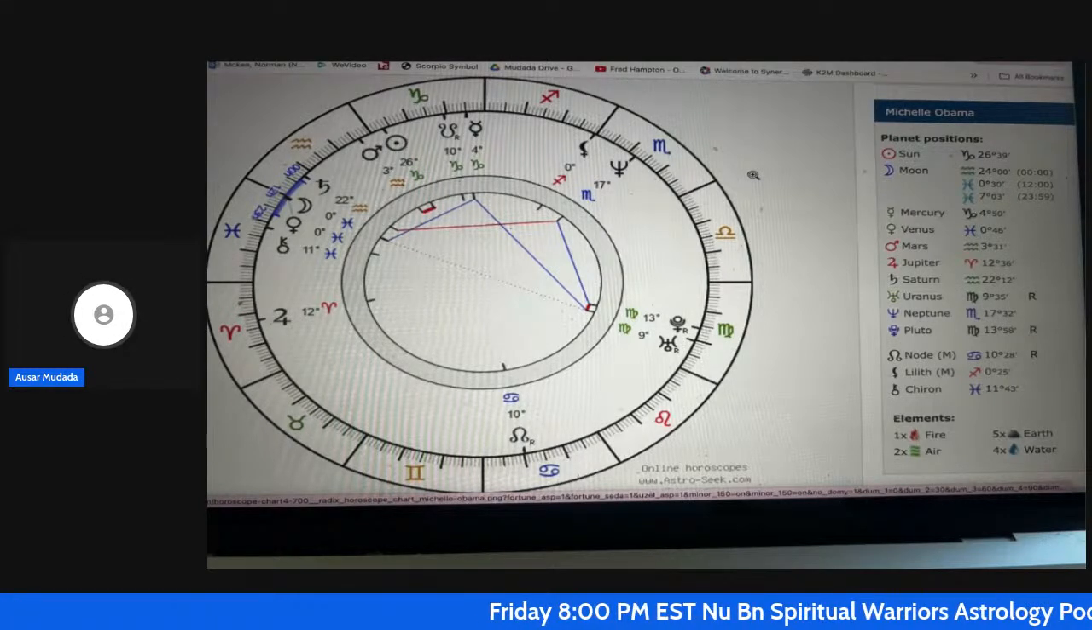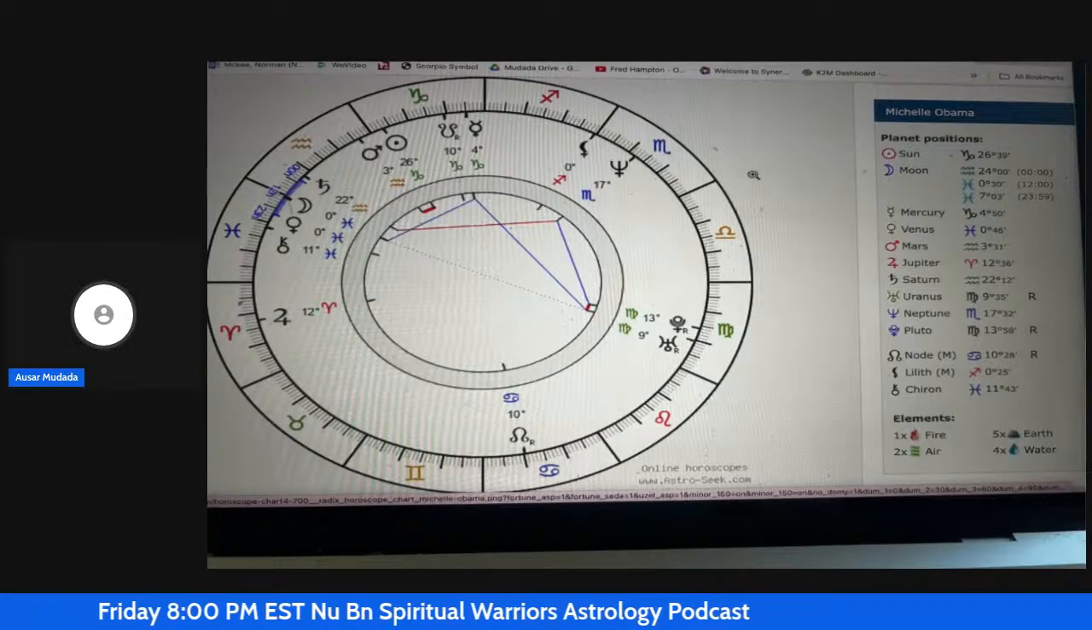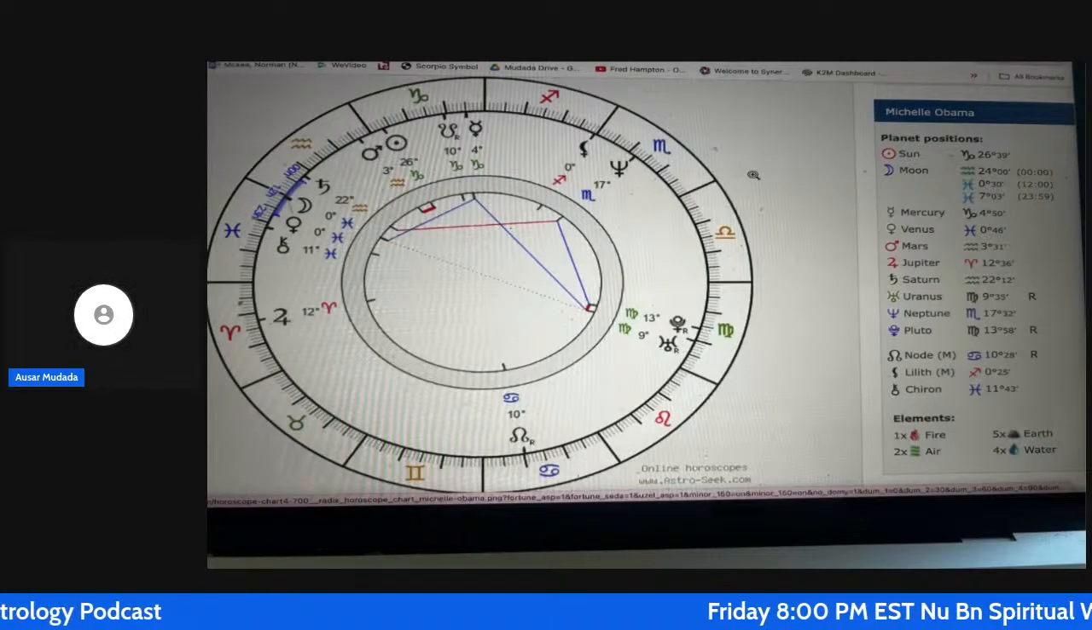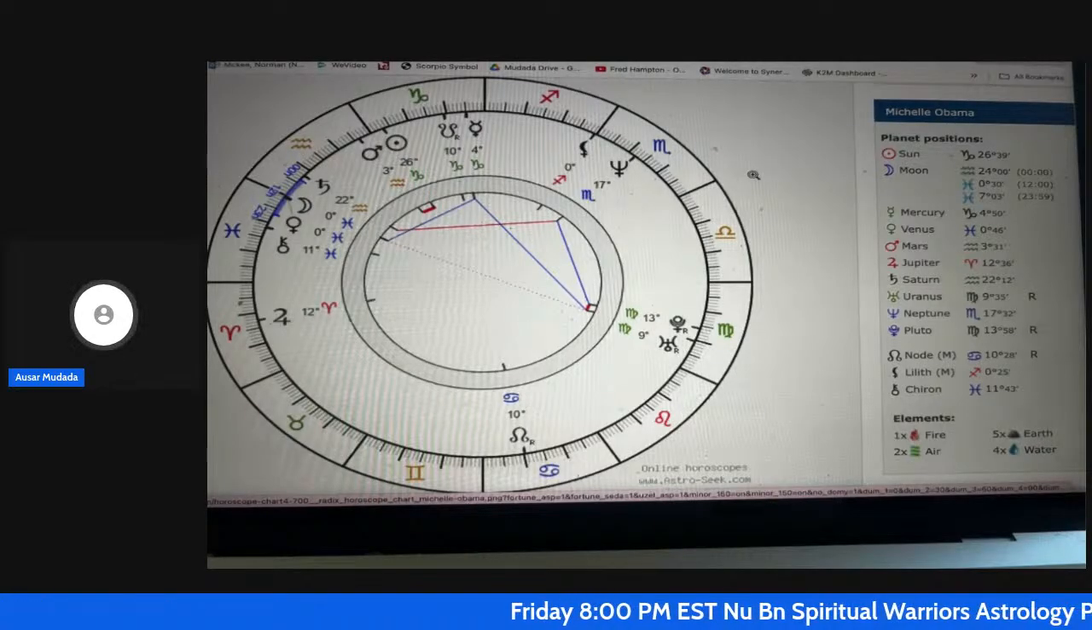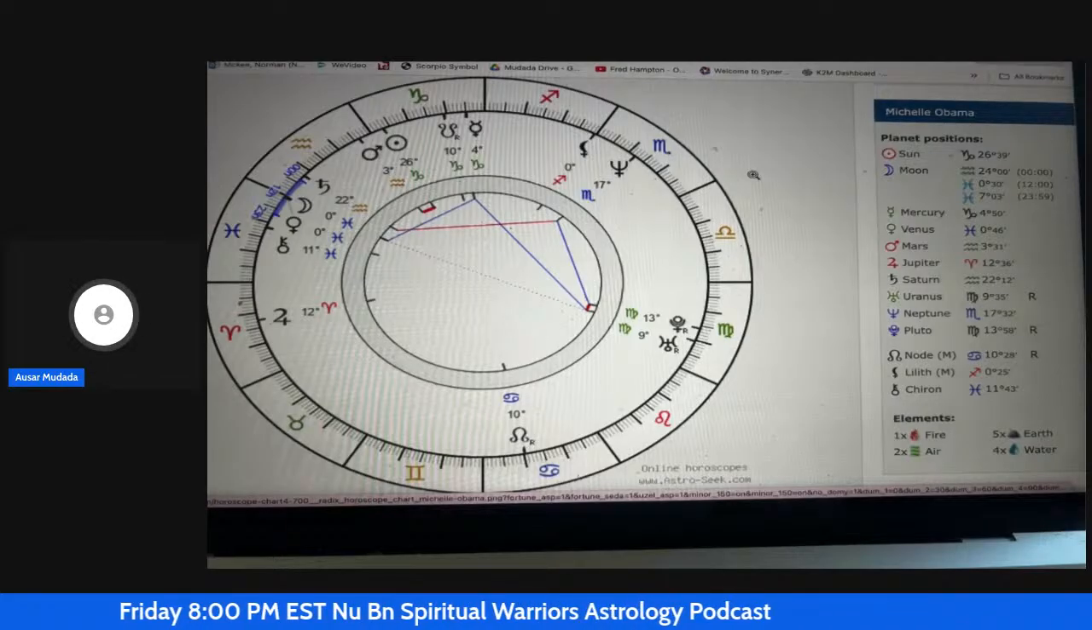Earth trines earth. Air trines air. Fire trines fire. So you find one earth sign in one end of the chart, go to another end of the chart, and see if you see an earth sign.